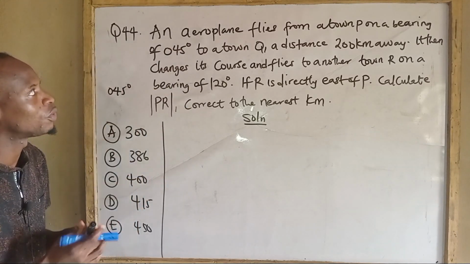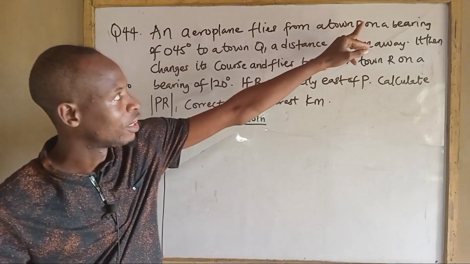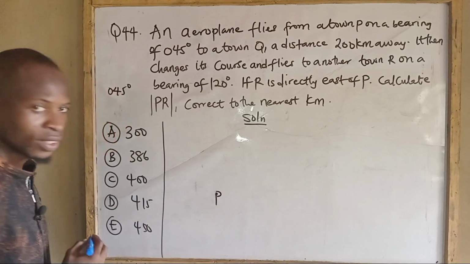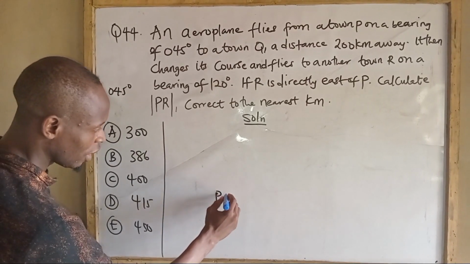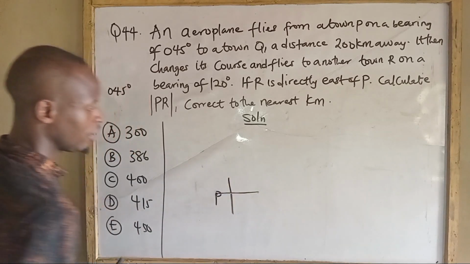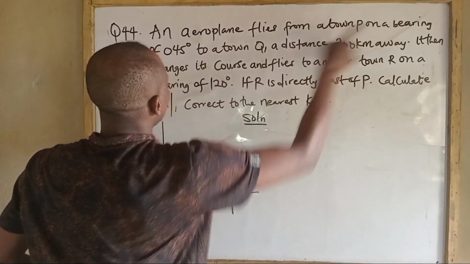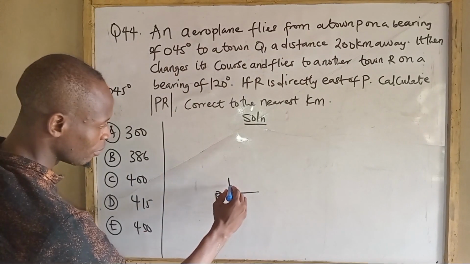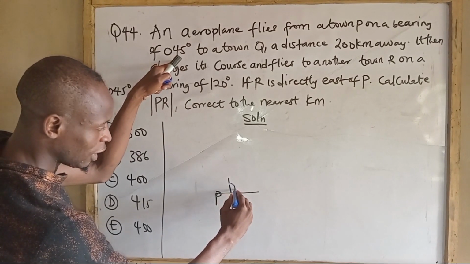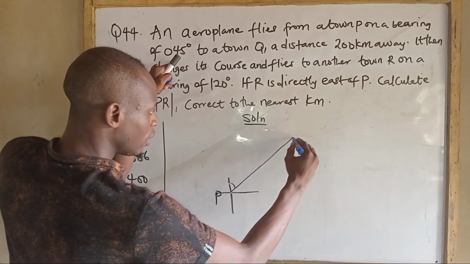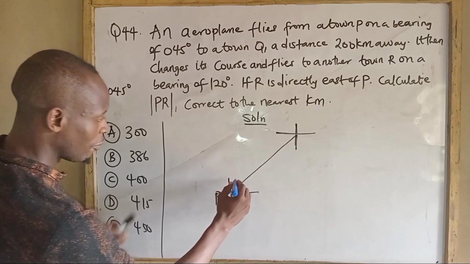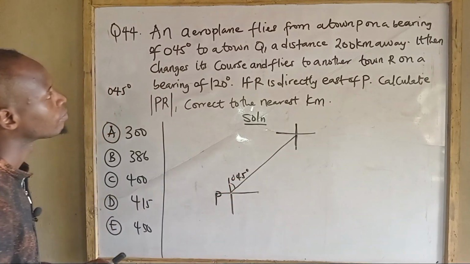So let's interpret the question. An aeroplane flies from a town P. So it's starting from town P. Let's label this point as town P. Of course, you know that at town P we have something like this, cardinal points. This is town P. Good. On a bearing of 045 degrees. So that means you are moving from north. For example, this is 45 degrees, not up to 90. That means it has to be at the middle. So you move like this. You put another cardinal point like this on this. This is 045 degrees to a town Q.